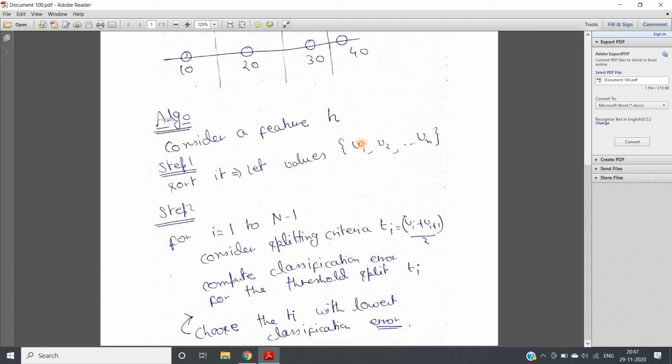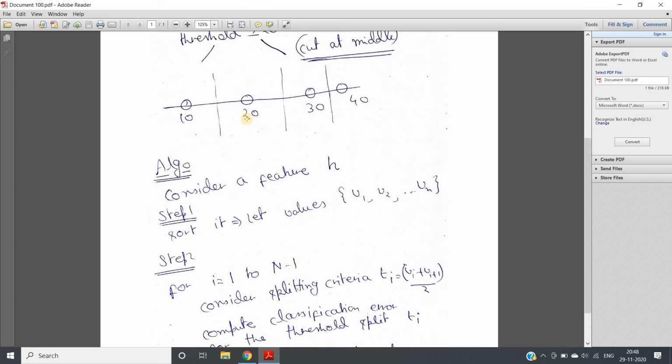So first consider a single feature H. Take the distinct values and then sort, obviously, and suppose the values are v1, v2, dot dot, vn. Then for i equal to 1 to n minus 1: if there are n distinct values for my feature H, after sorting we get this kind of set, then I have to iterate n minus 1 times for that particular feature, right? Because if there are 4 data points, the middle cut will appear 3 times. See, n minus 1, 4 minus 1, 3 times, right? Obviously it is quite clear.